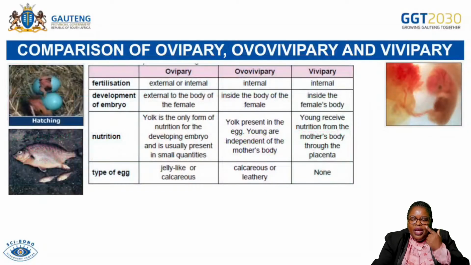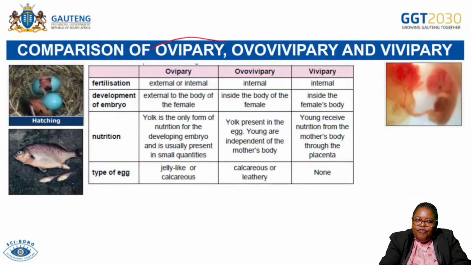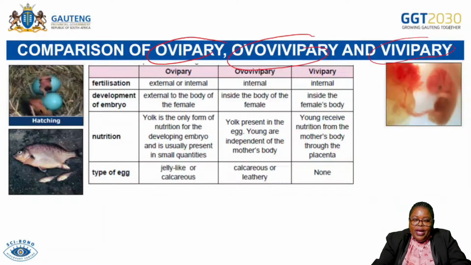Okay, right. You should be able to compare oviparity, ovoviviparity, and also viviparity. Remember, you need to know how fertilization takes place between the three. You need to know what type of fertilization is taking place, whether oviparity is external or internal, ovoviviparity is internal, and also the viviparous, it has got internal fertilization.